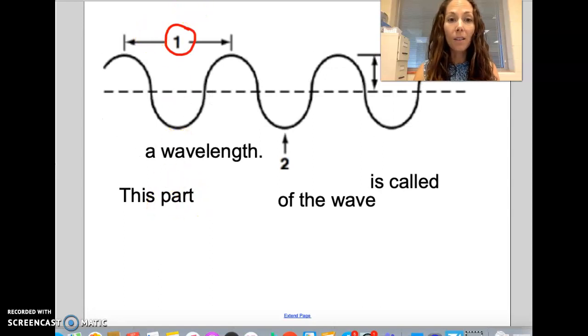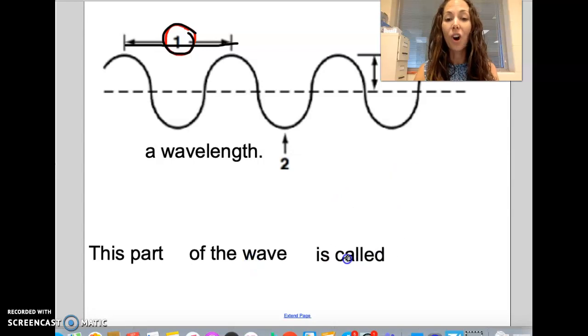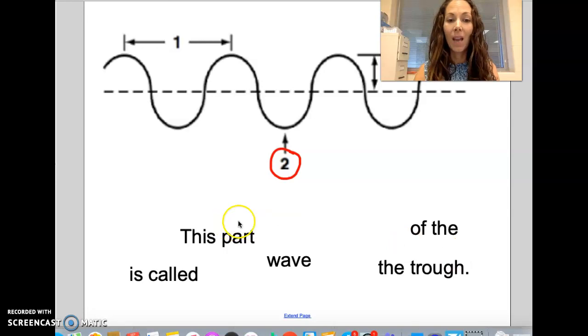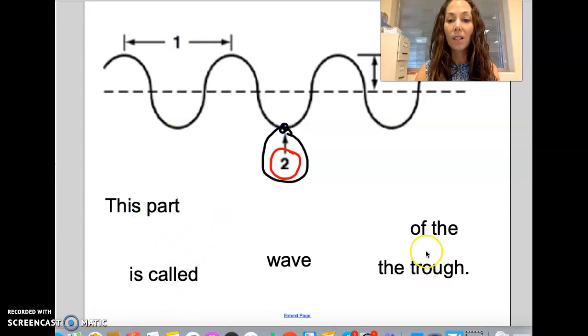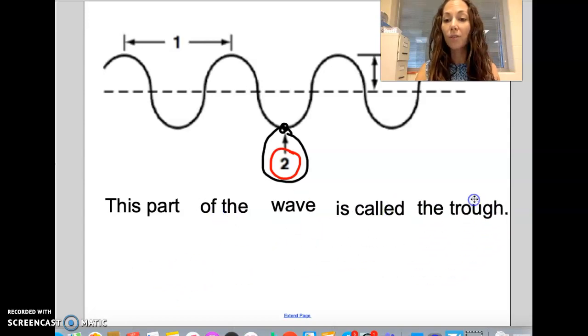This part of the wave is called a wavelength. This part of the wave is called the trough.